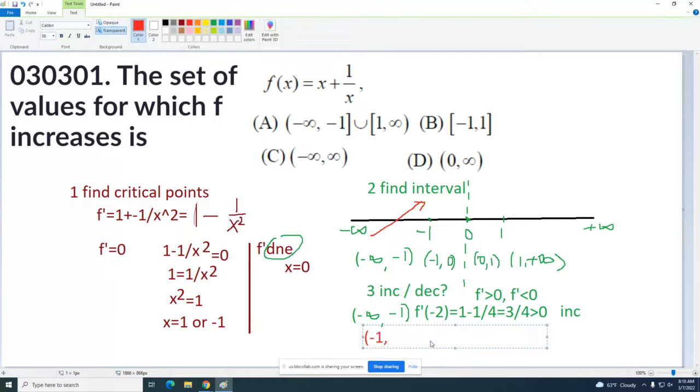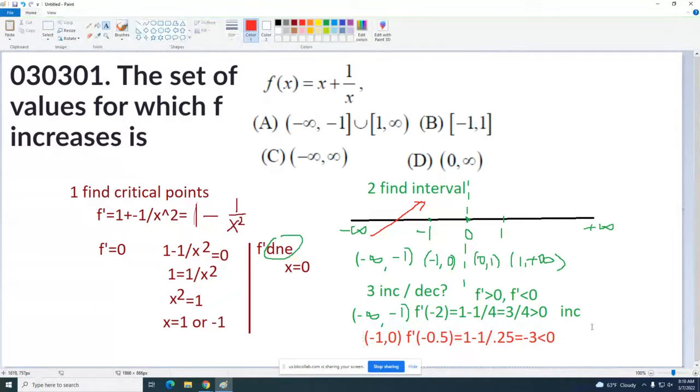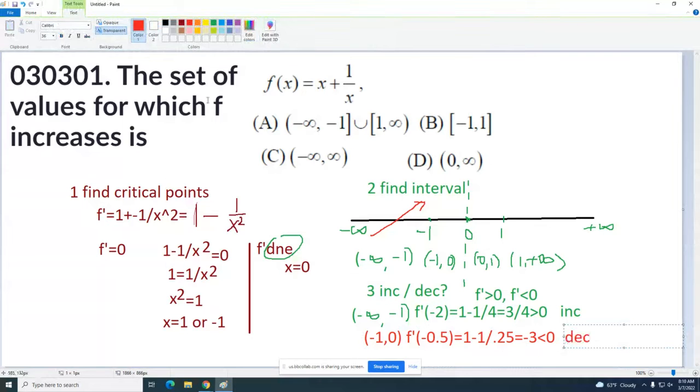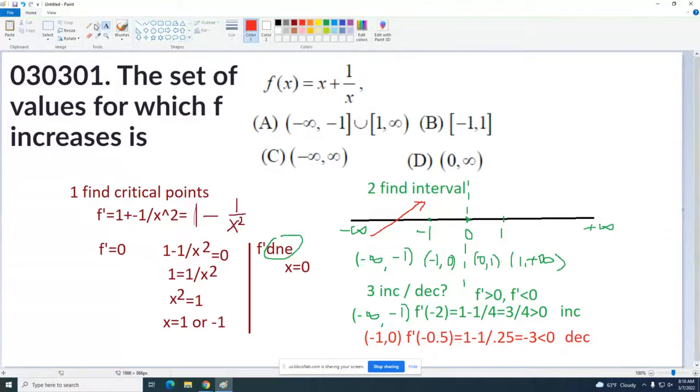The second interval is -1 to 0, and we're going to calculate the derivative on this interval. Let's pick -0.5. Then you get 1 minus 1 over (-0.5) squared, which is 0.25. So it's 1 minus 4, which gives you -3. You can also put it in the calculator. Now we know it's negative, and because it's negative, we know it's decreasing on this interval. So visually, it'll look like this. It's going to decrease in here.